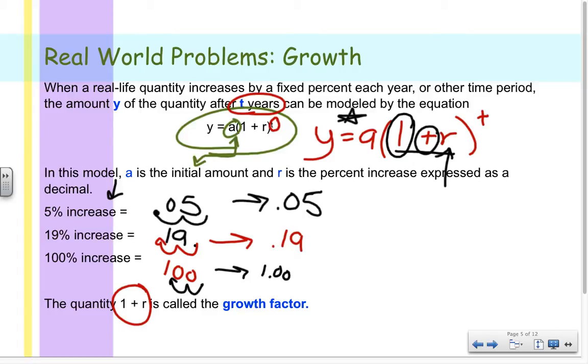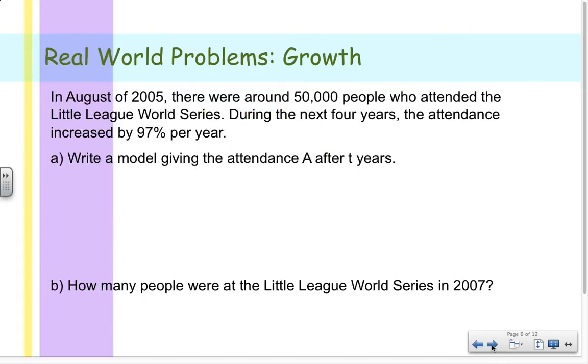So when we take a look at these, that's an important piece, which is going to make sense when we look at this example. In August of 2005, there were around 50,000 people who attended the Little League World Series. During the next 4 years, the attendance increased by 97% each year. So the first thing we want to do is write a model giving the attendance after a certain amount of years. So I want to find out the attendance.